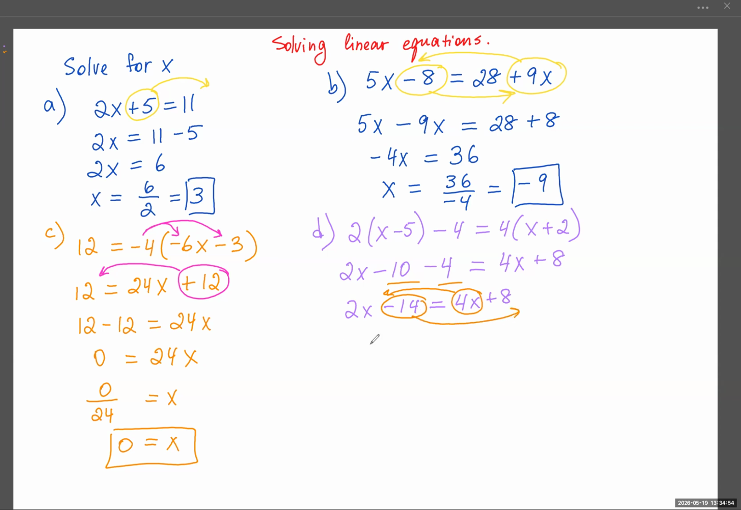So 2x minus 4x, 8 plus 14. So this will be negative 2x if you combine like terms on the left, equals 22 if you combine like terms on the right, and then divide by the number in front of x. 22 divided by negative 2, which is negative 11.